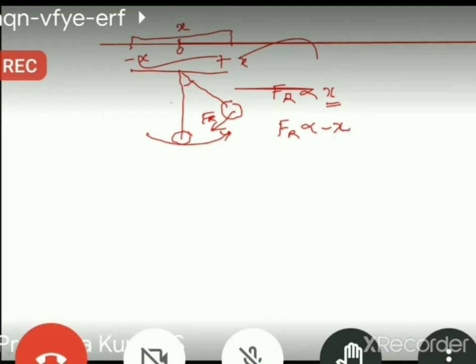So the restoring force is opposite to, and directly proportional to, the displacement. You see that here, Fr is 0, isn't it? I mean, Fr is maximum at the extreme end. Therefore, it is coming back, and here Fr becomes minimum.